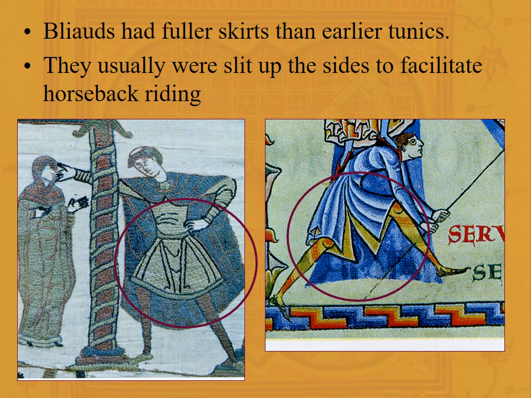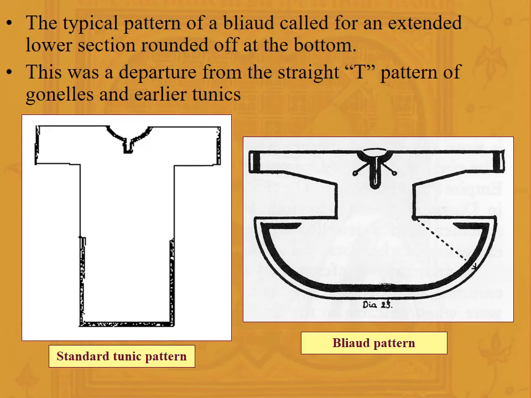Now, bliauds are a little different, though. Why don't we just say tunica like we did, so we don't have to learn another term? Well, they're different, okay? They have fuller skirts. They were usually slit up the sides to facilitate horseback riding. You can see here, this is the Bayeux tapestry, that it's fuller. It flares out. And here we see in another tapestry how it has slits up the side to facilitate horseback riding, as I just said.